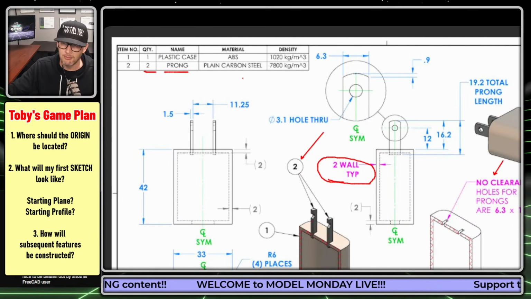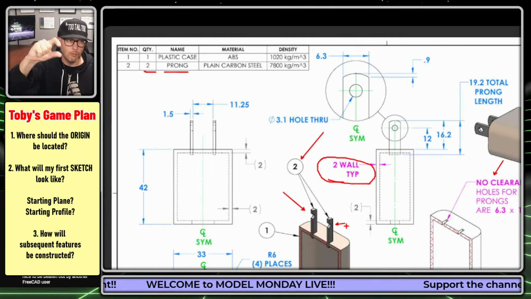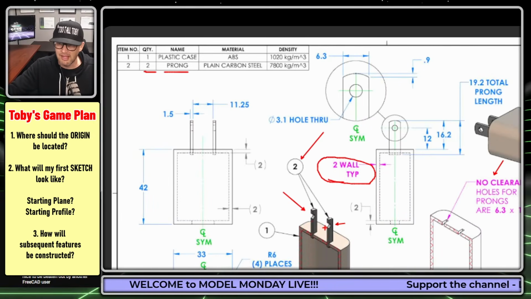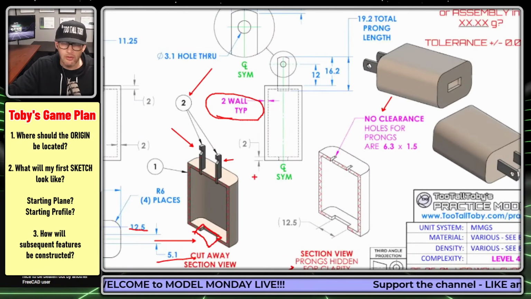So now we know that the prongs are identical geometry. You know, sometimes in the United States, one of those prongs is a little wider and one is a little more narrow, but in this case, they're the exact same geometry. And then we notice here that there's no clearance for those prongs to pass through. So these holes are also 6.3 by 1.5.